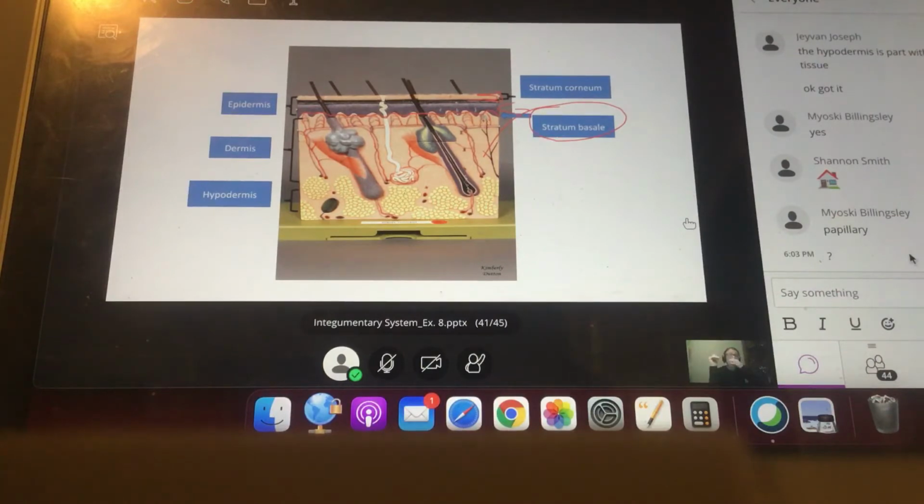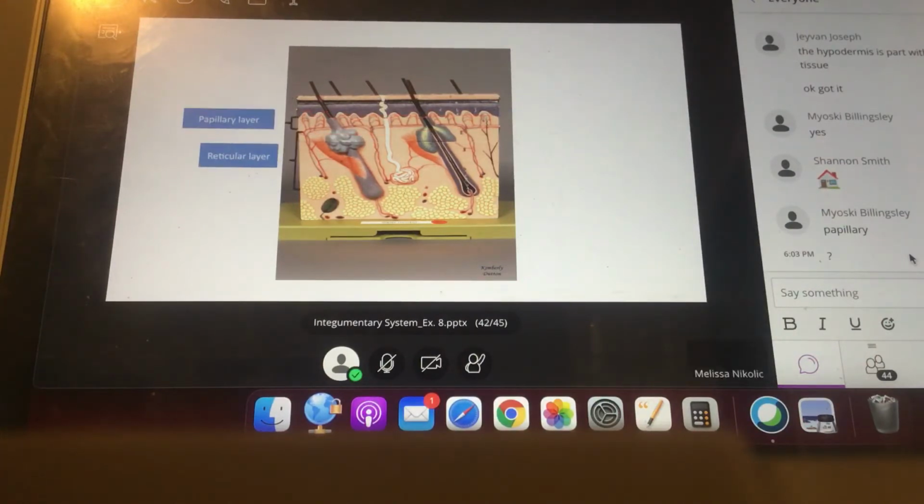That's it. Now, that means right underneath these ridges, we've got the dermal papillae, right? These ridges. Right underneath there is going to be the papillary layer. And there's your picture. You guys see that? I switched pictures.